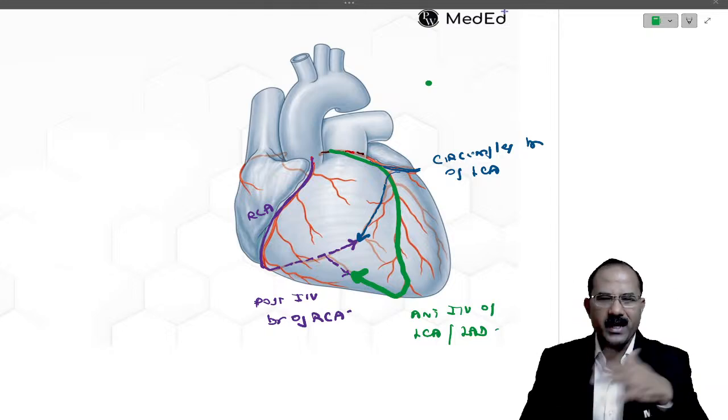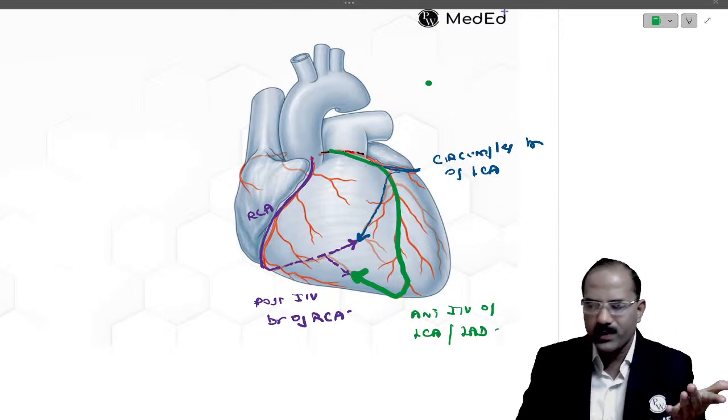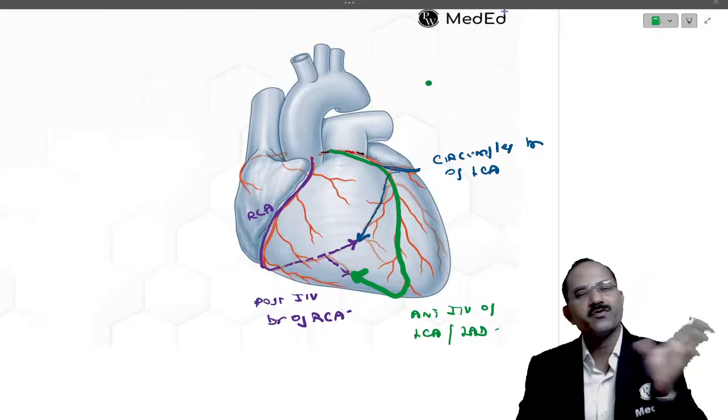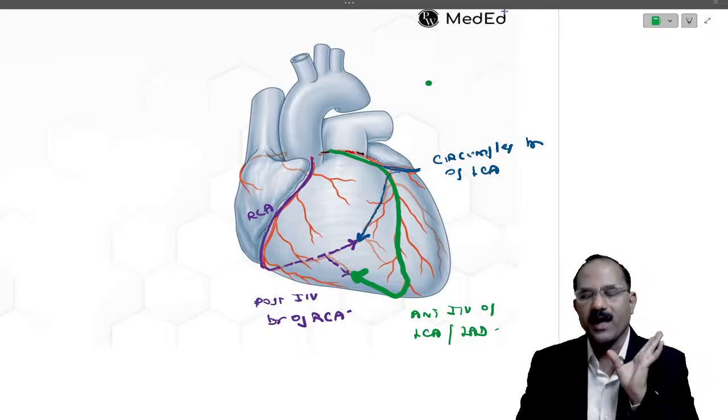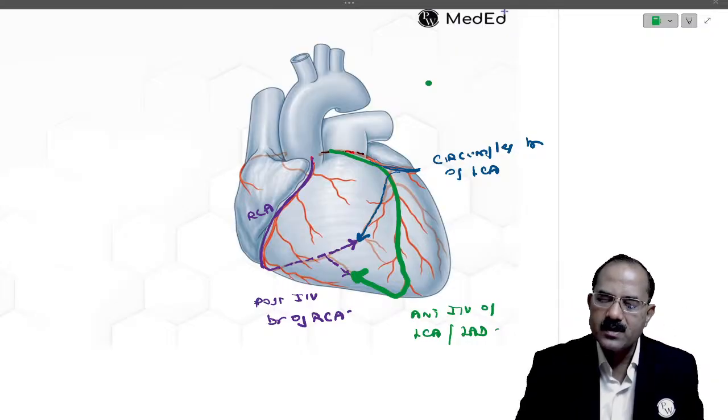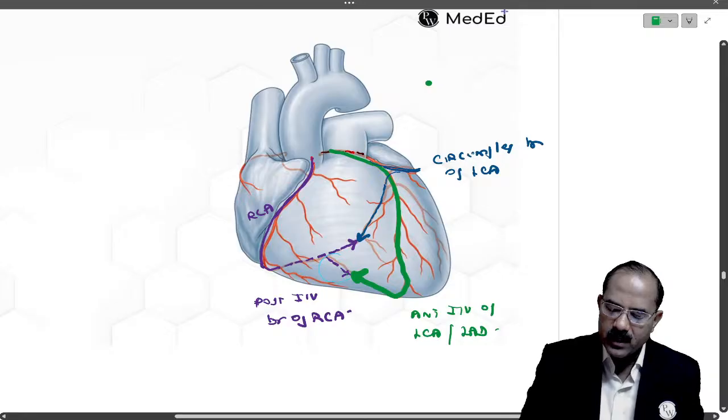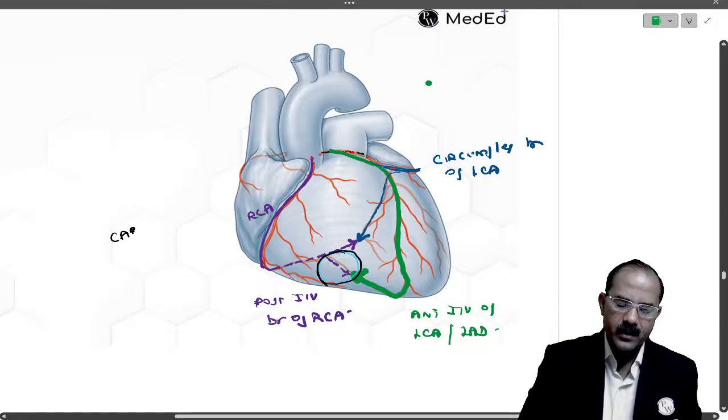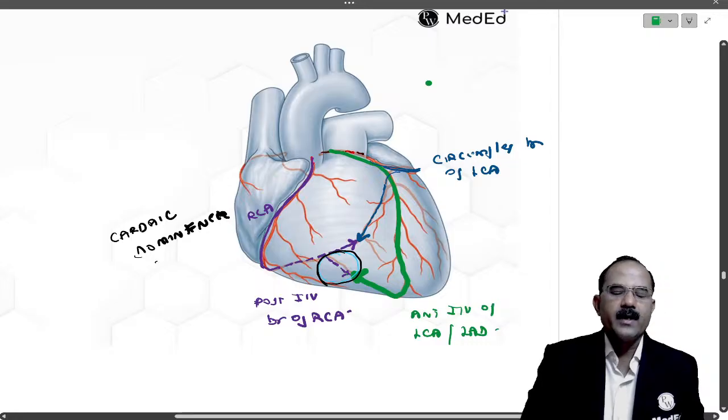Then it gives branches. The right coronary artery distribution you have to know. You have to know the distribution of the left coronary artery. Now, this is the posterior interventricular artery, and this posterior interventricular artery is going to determine the cardiac dominance. Cardiac dominance.